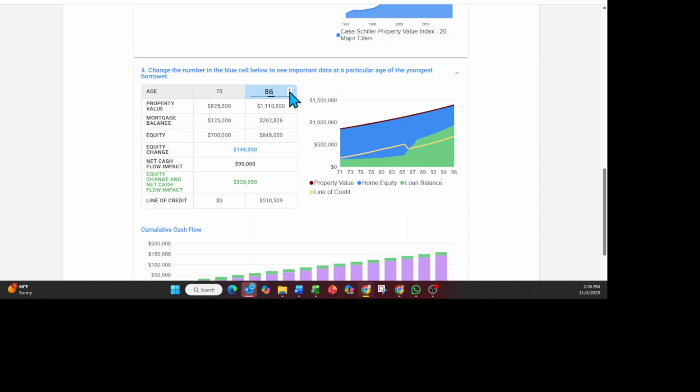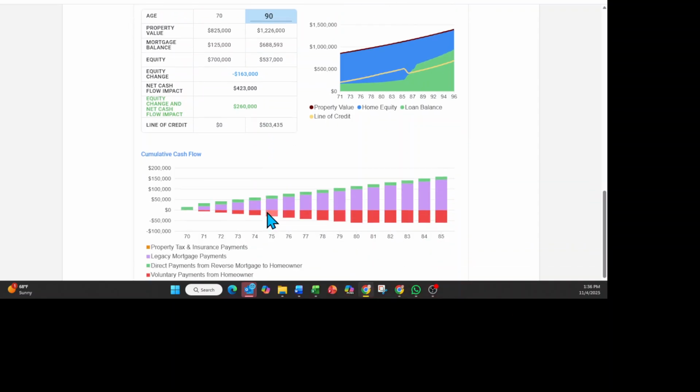How much is there? Well, let's look at age 90, shall we? Click this up to 90. And at age 90, there'd be a little over $500,000 of equity. So you'll have lost some of the equity that you've had over those 20 years, but still a decent amount for the heirs. A significant positive cash flow impact. Add the two together and you have a net total positive impact of about $260,000. And you still have, at age 90, $500,000 available to you in the line of credit.